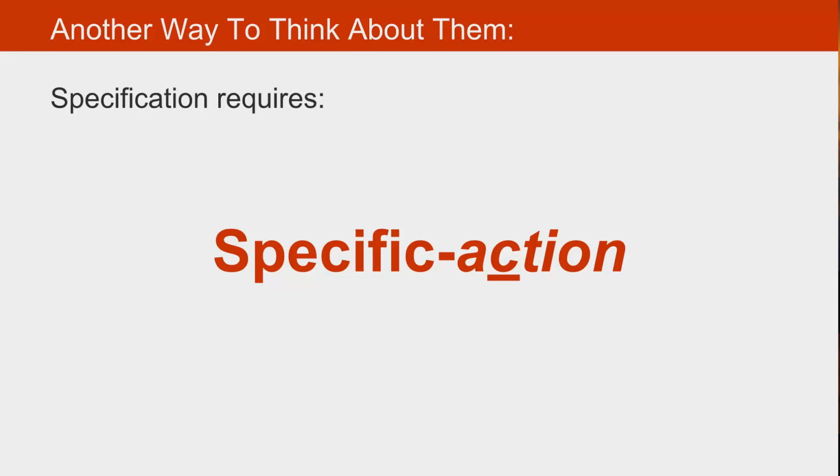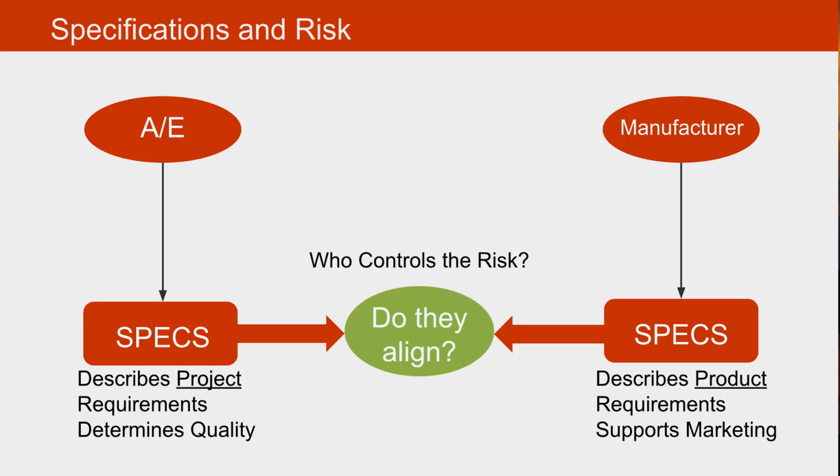Another way to think about them is that specification is a call to specific action. In other words, it's that which you must do. You must take specific action in order to execute this project correctly. Specifications are inherent with the concept of risk. An architect-engineer uses specifications to protect their risk, to make sure that their design is executed the way they intend. The specifications describe the project requirements and also is a determinant of the project quality expected by the architect.